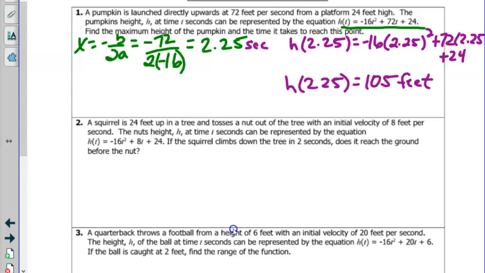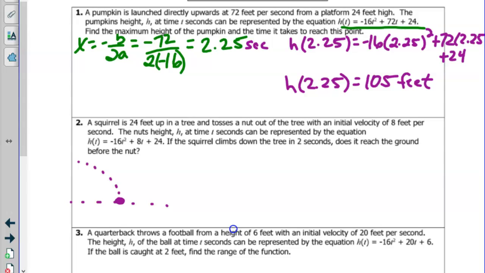Yeah, so how do I do that? How do we know how long it's going to take that nut to hit the ground? What did you say? Vertex. The vertex would be maximum height. We want to know when it's going to hit the ground. So the nut's going, so here's the ground. What's the value at the ground? 0, right.